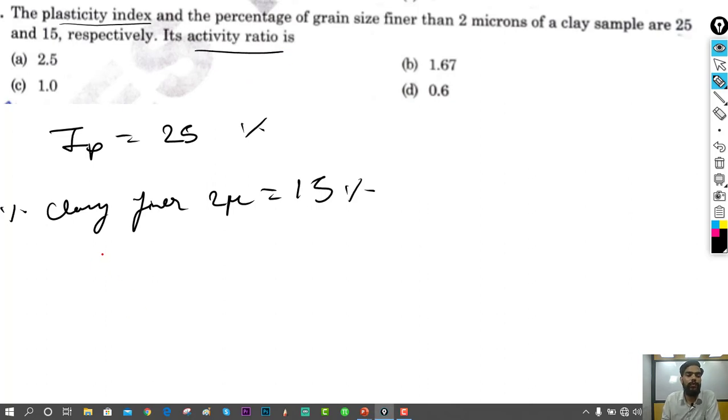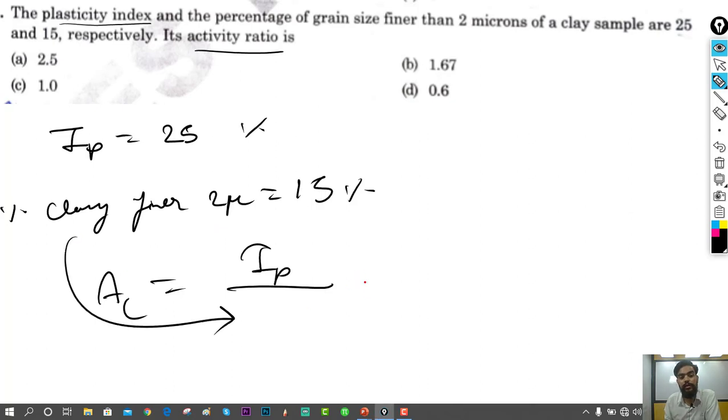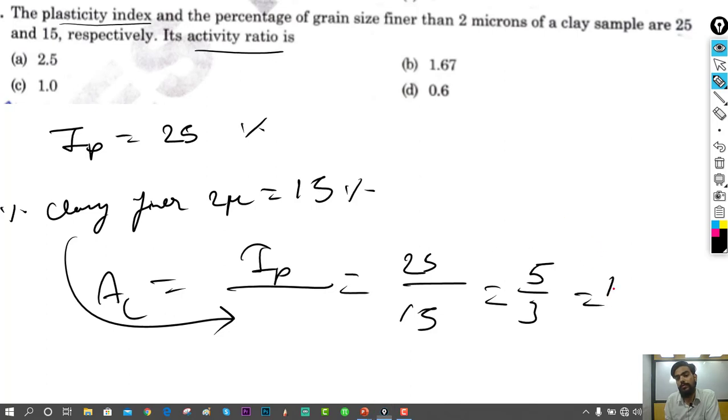Guys, if you know the formula of activity, then you also know the answer and you are able to do it. So what is the formula of activity? We know that activity is IP, the plasticity index, upon the percentage of clay fraction finer than 2 micron. So IP is 25 and the percentage of clay fraction is 15. So this comes out to be 1.67. So our correct option is option B.